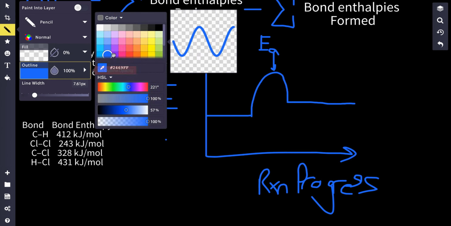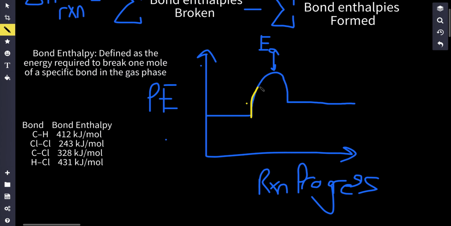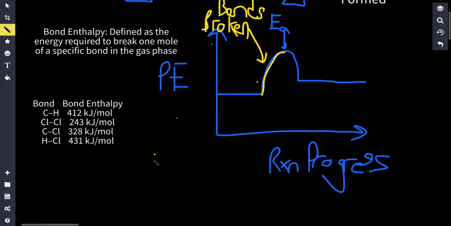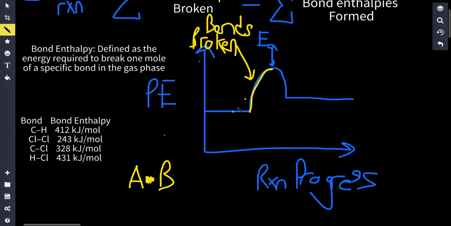Now, what do you think is happening on this part of the graph? Well, bonds are being broken. This is why it takes energy. If you have a covalent bond where A is bonded to B, and you want to break this covalent bond right over here, that's going to take energy. So as bonds are being broken, it's going to start absorbing the energy that I put in. Bonds are being broken, energy is being absorbed.